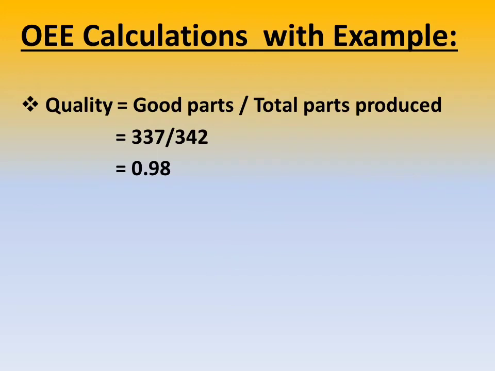Quality equals good parts divided by total parts produced. That is 337 divided by 342. The quality is 0.98. In terms of percentage, 98%.